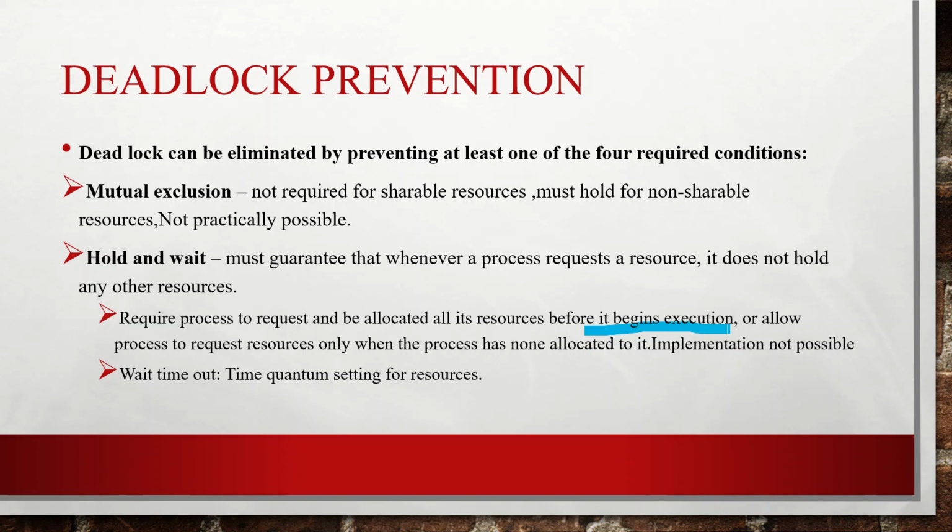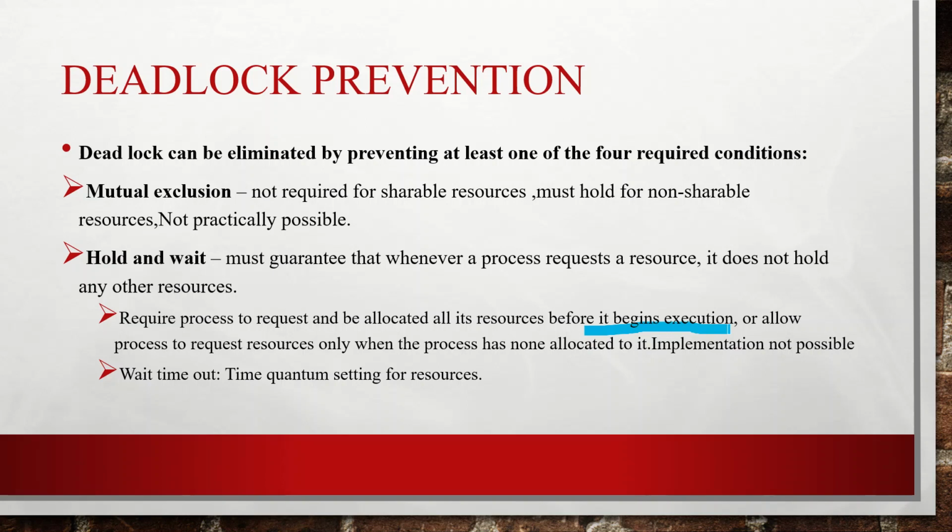Another method is to allow the process to request resources only when it has none allocated to it. It will only request resources which are not allocated to any other process. That also is practically not possible, because sometimes we need resources which at that time are being used by another process. So practically, the implementation of this condition is not possible.